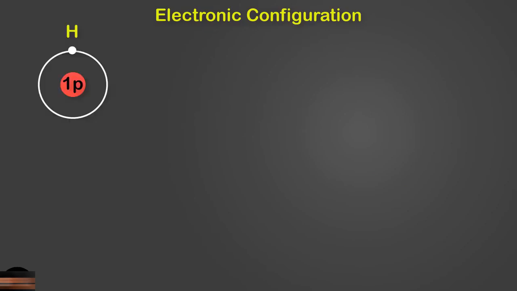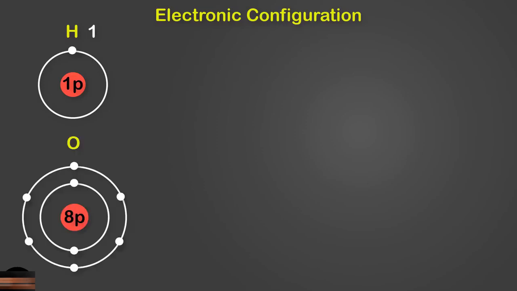It has atomic number 1. So just one proton and one electron. And as you can see, it has only one shell. Next, let's look at oxygen. It has atomic number 8. So that's 8 protons and 8 electrons.